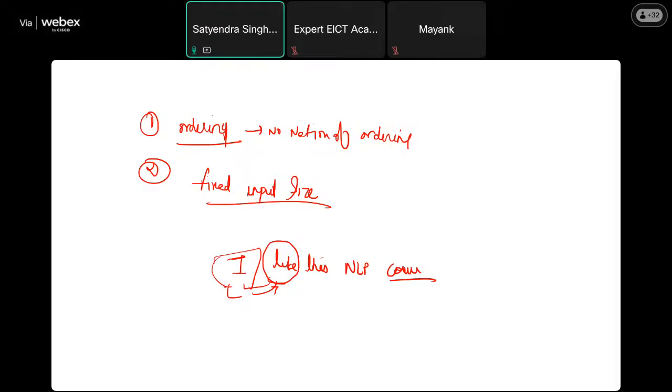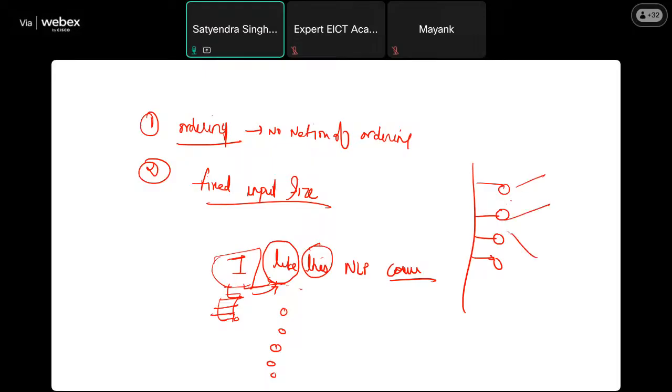Initially, let's say the word embedding size is 10, so you have 10 inputs to a neural network. However, in some other case, it could be 20. In an artificial neural network, you define a fixed input that further goes to the hidden layers and so on. They work only with a fixed input size.